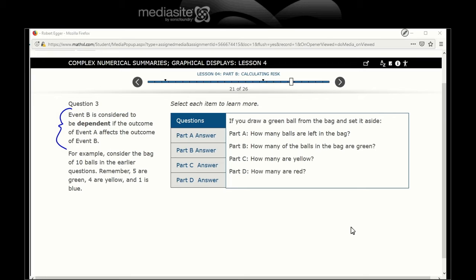If you draw a green ball from the bag and set it aside, part A, how many balls are left in the bag? Okay, I start with 10.